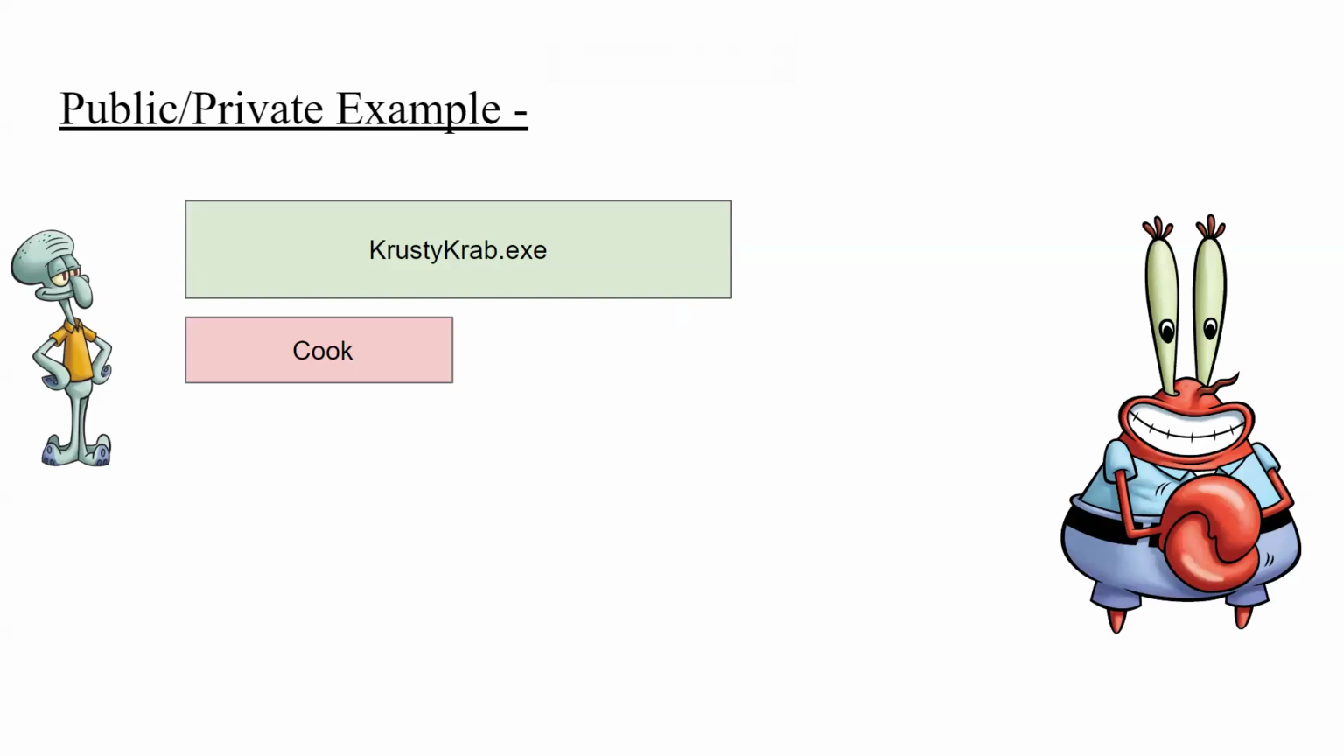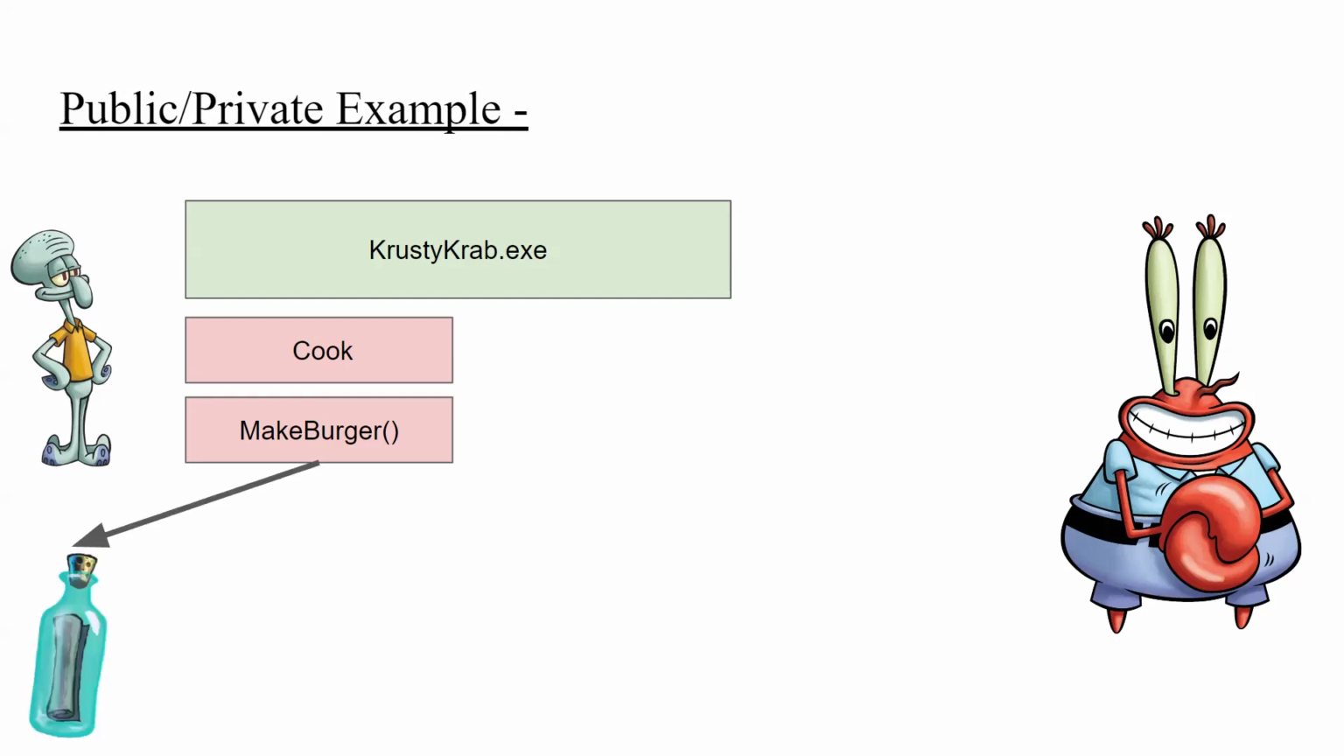I might have a cook, and that cook might be a class for the Krusty Krab program, and that might have a method called makeBurger. So whenever you call that makeBurger function, it's going to, as you might assume, make a burger. And if you've seen SpongeBob, you know that in order to make a burger, you have to use the Krabby Patty secret formula. Now, this is not good for me. I'm smiling over there. That's me, by the way.